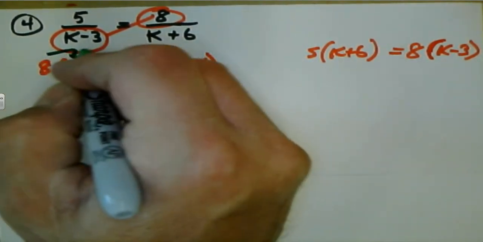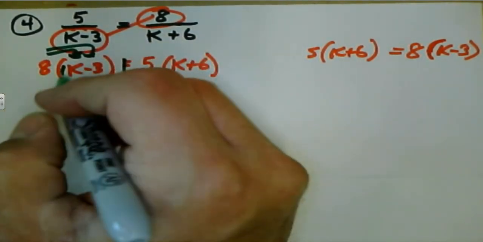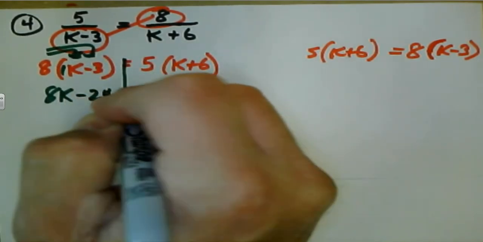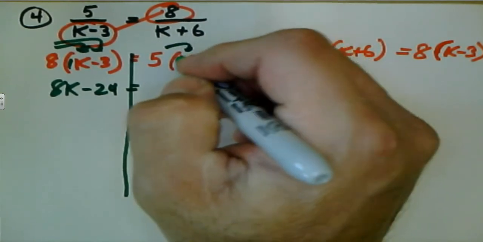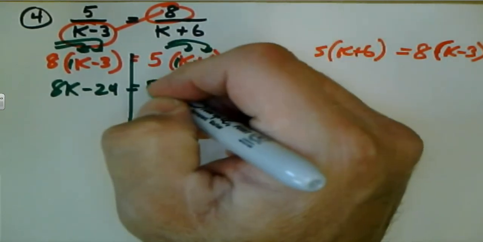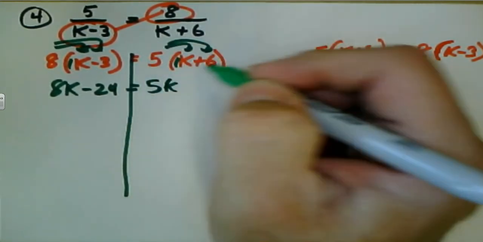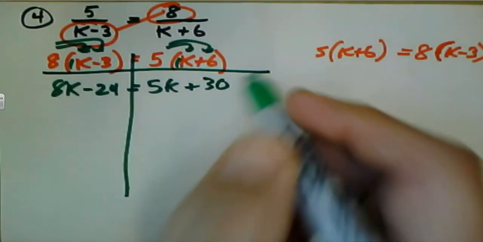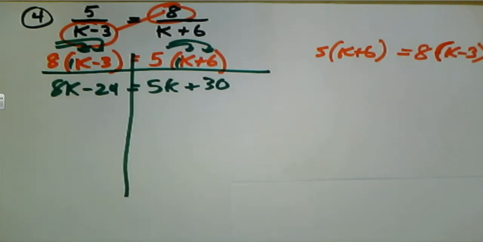Yep, you guessed it. Distribute. 8 times 1 is 8, only 1k. 8 times negative 3, negative 24. 5 times 1, 5, only 1k. 5 times 6, 30.